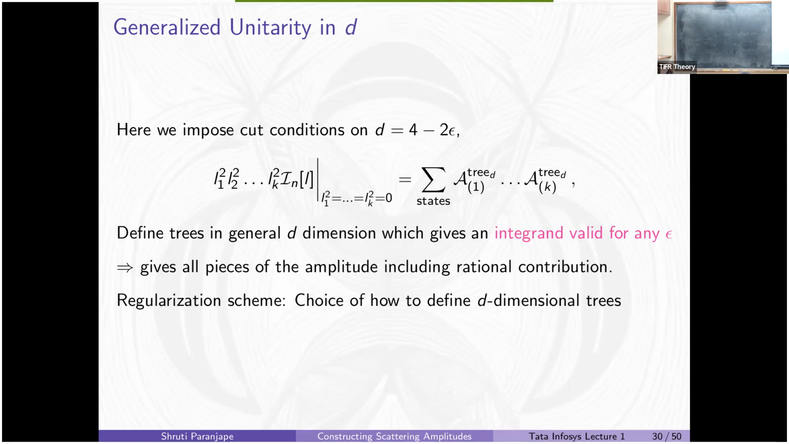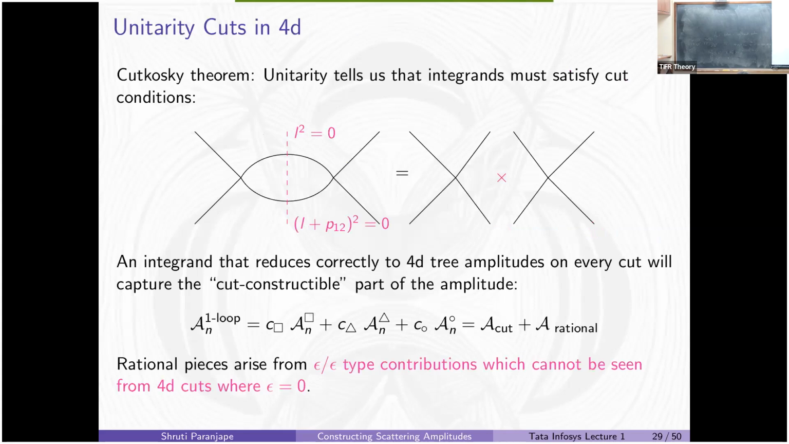So I'm very confused about the whole chain. So you're in general in 4 minus epsilon dimensions. My external states are all strictly in 4 dimensions. All the polarizations and all that are strictly in 4 dimensions, and only the loop momenta are being regulated. Yes. Okay. Right, I see. Okay.